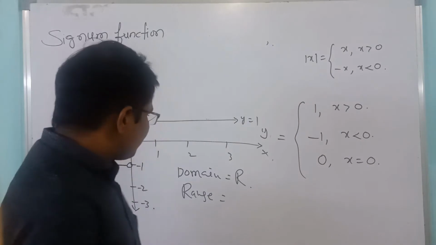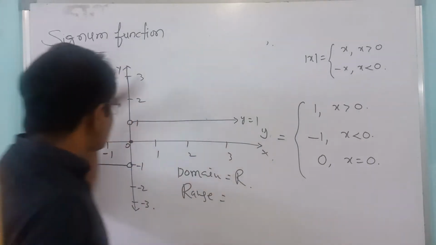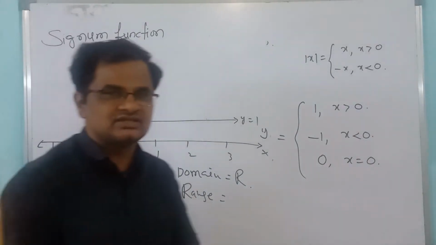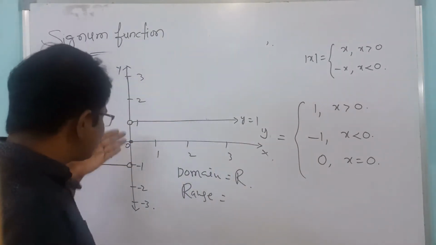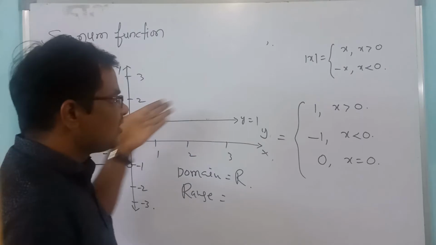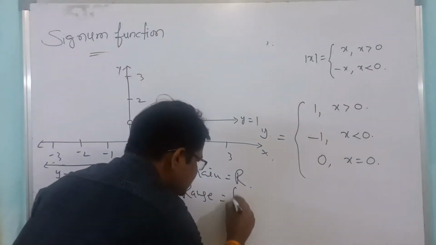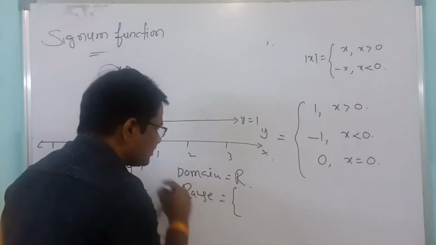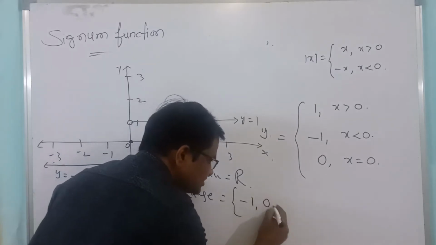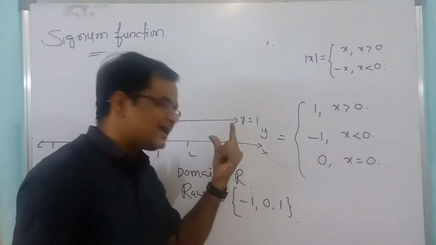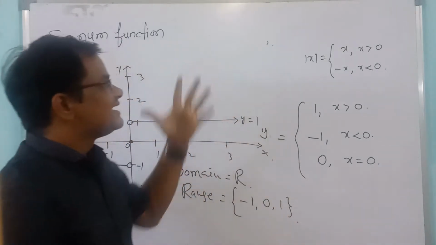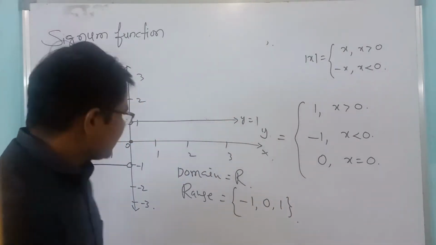Next, for these domain values, the existence of y values is nothing but the range. So what are the y values here? Only minus 1, 0 and plus 1 for all the real numbers. Means the range of the signum function is minus 1, 0 and plus 1 only. So this is about the domain and range of the signum function.